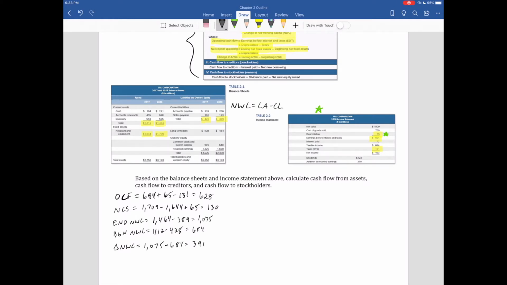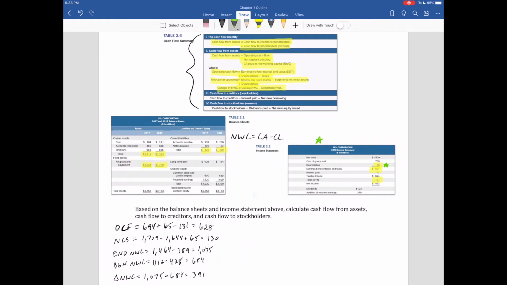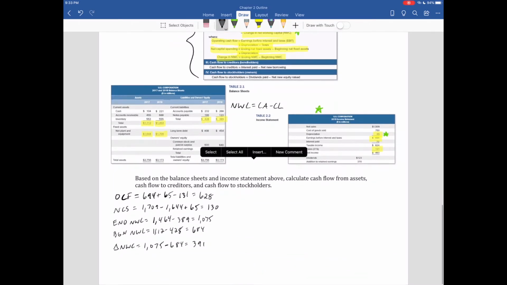So our last step then is to go back up to our equation and look at our cash flow from assets in totality, which is operating cash flow. So cash flow from assets is equal to operating cash flow minus net capital spending minus change in net working capital. So we take 628 minus 130 minus 391, and we get a cash flow from assets equal to $107. So their assets generated a cash inflow of $107.